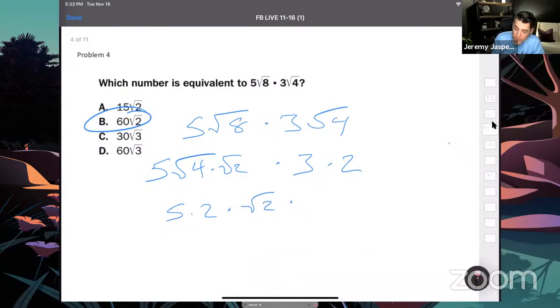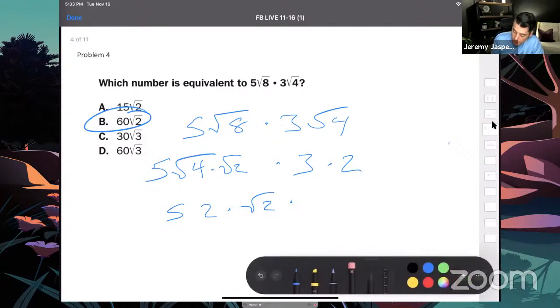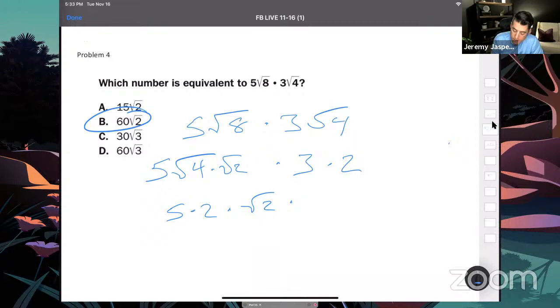And again, whatever you can do in your head, do in your head. I'm writing this down so that you can see where my thought process is coming from. 3 times 2 is 6. Now I've got 5 times 2, which is 10, right? And then my last number is way over here times 6. So 10 times 6 gives me 60. My square root of 2 is still here. I can't do anything with it. Again, I get the same exact answer as I'm supposed to, 60 square roots of 2. Okay, so that is dealing with radicals.